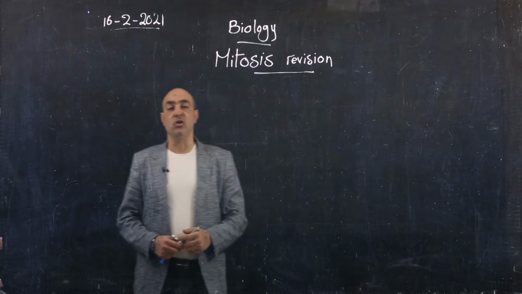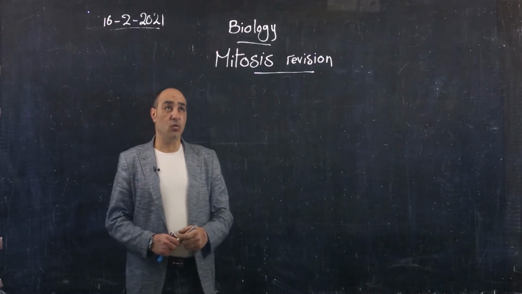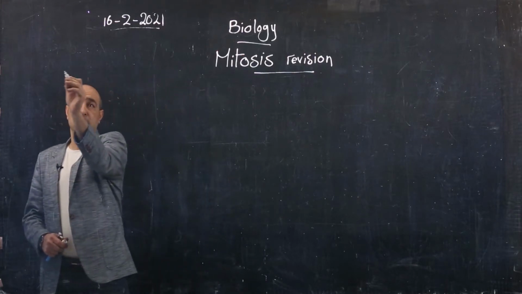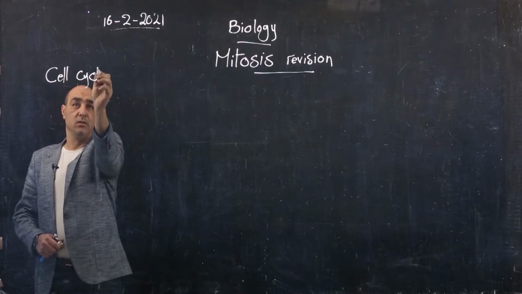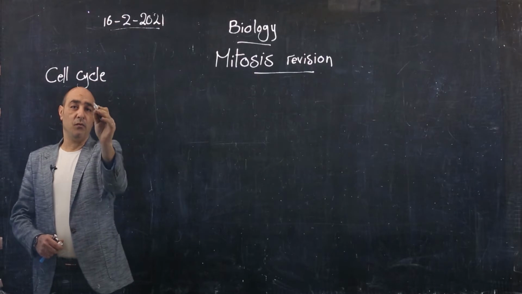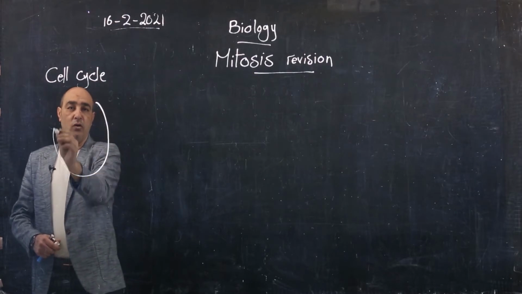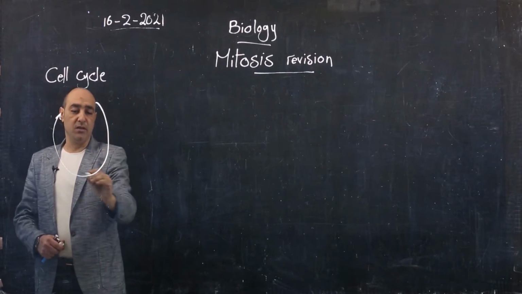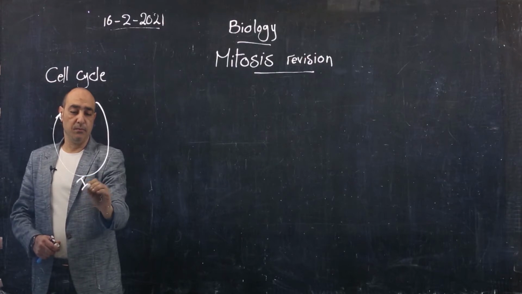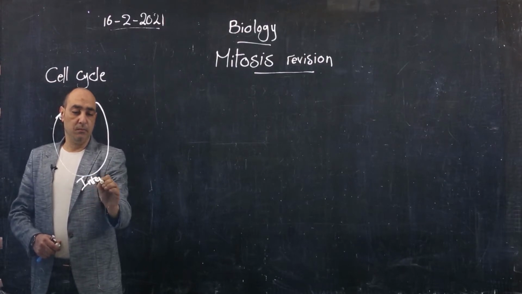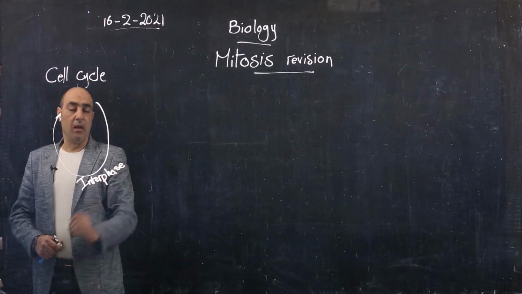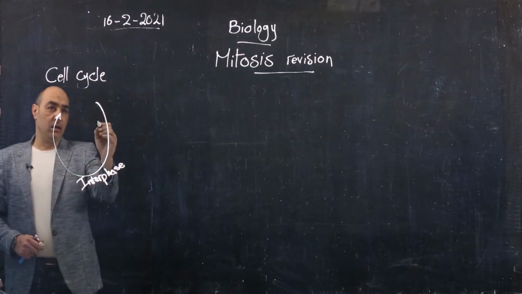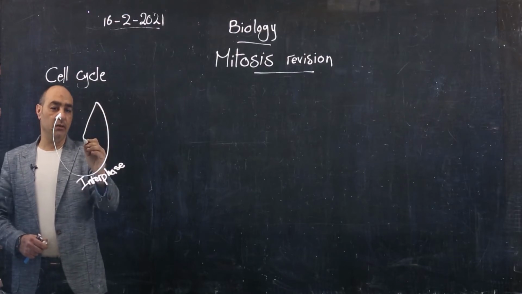Basic division which is called the mitosis. As you know, the cell cycle of the eukaryotes is made of a long phase called interphase, and this phase is divided into 3 phases.